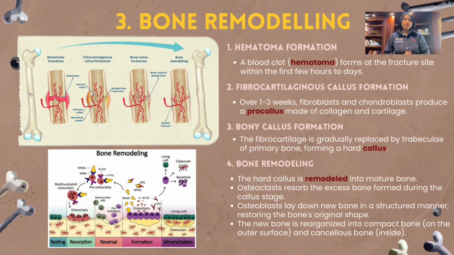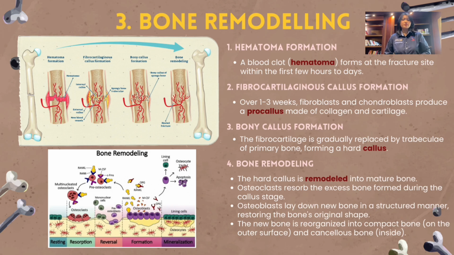Now I'll be talking about bone remodeling. So, when the bone experiences a fracture, the first thing that would happen is the hematoma formation. Hematoma, also known as a blood clot, forms at the fracture site within the first few hours to days. The second step that would occur is the fibrocartilaginous callus formation. Over the 1st to 3rd week, the fibroblasts and the chondroblasts produce a procallus made of collagen and cartilage for the bone at the fracture site.